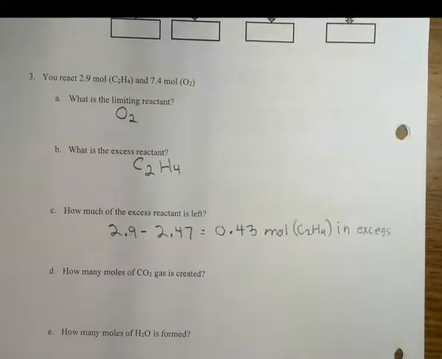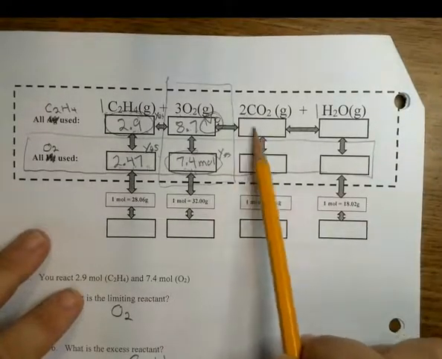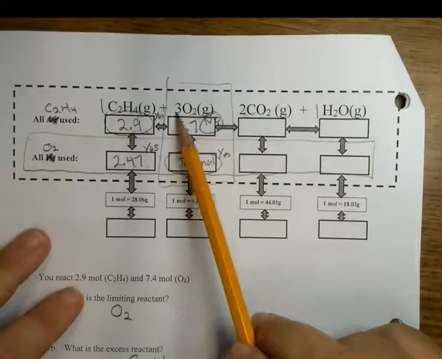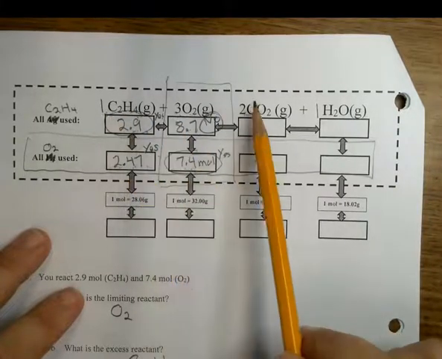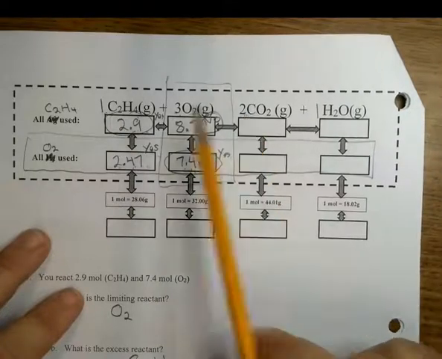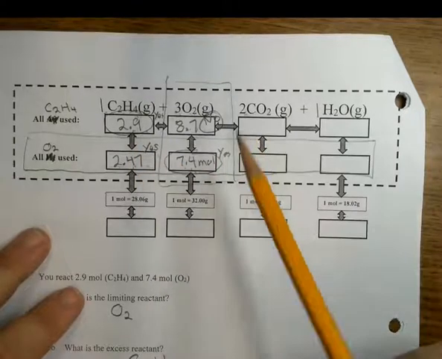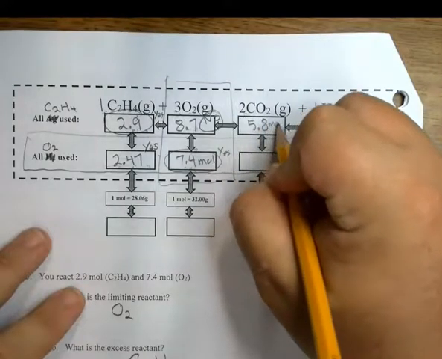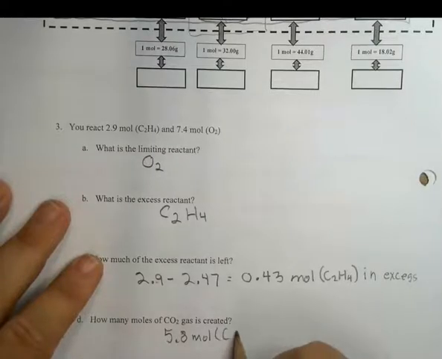Okay, how many moles of CO2 are created? So let's come on down here. We have 2 moles of CO2 here. So what's the relationship between that and these numbers up here? Well, 2 to 3 is kind of a quirky relationship. Let's not use that one. Let's use this one. For every 1 mole of C2H4, we have 2 moles of this. In other words, this number needs to be twice this number. So if we have 2.9 here, this number needs to be twice 2.9. So that's going to be 5.8 moles of CO2. Okay, so that answers that. So 5.8 moles of CO2.